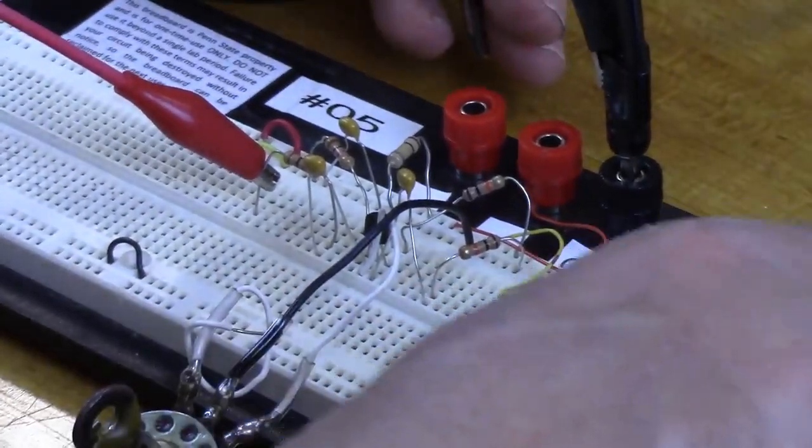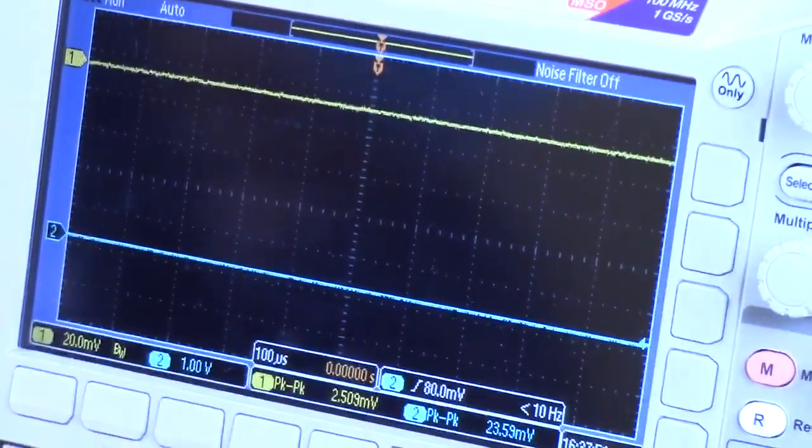And then let's go ahead and set up our scope. So yellow is channel 1, blue is channel 2.